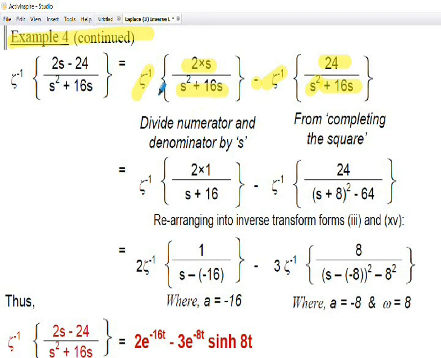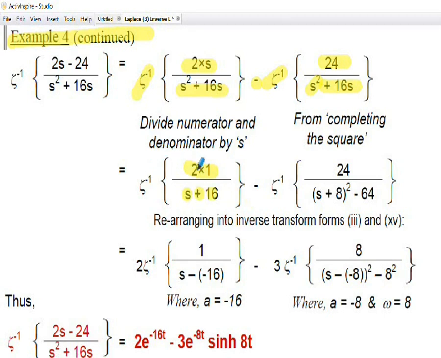What I'm going to do to try and make this into the inverse Laplace transform standard form is I'm going to divide the top and bottom by s. So dividing the 2s by s, I will get 2 times 1. On the denominator, dividing s squared by s, I will get s. And dividing the 16s by s, I will get the plus 16.